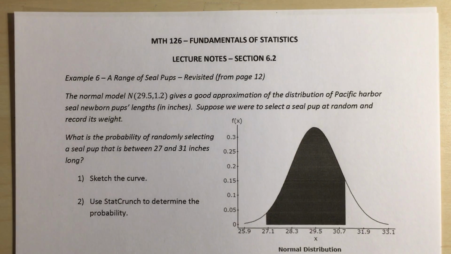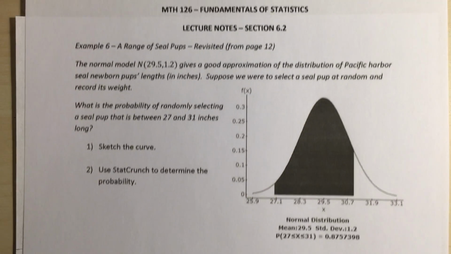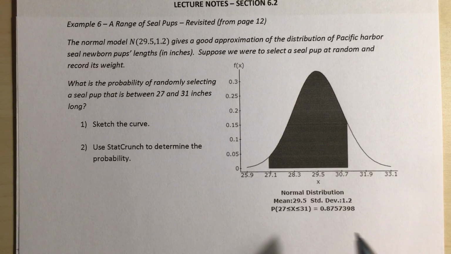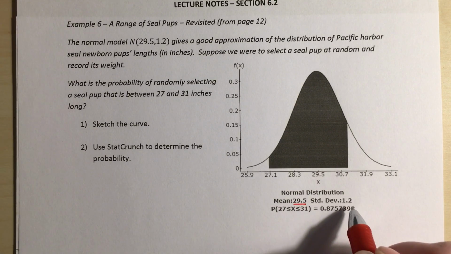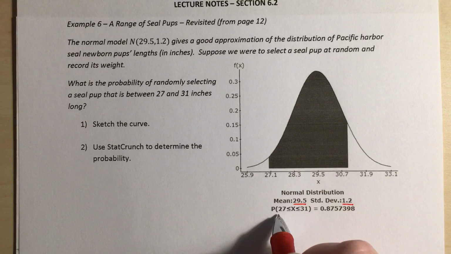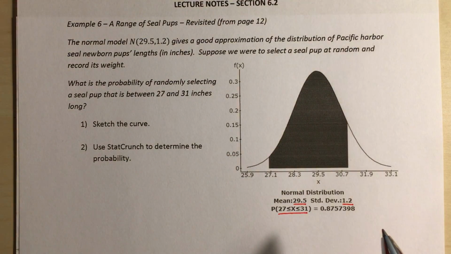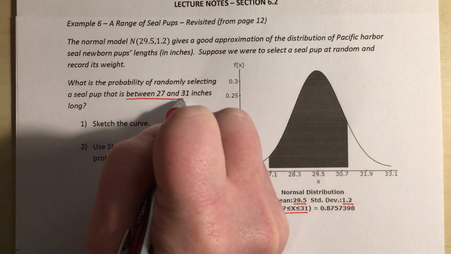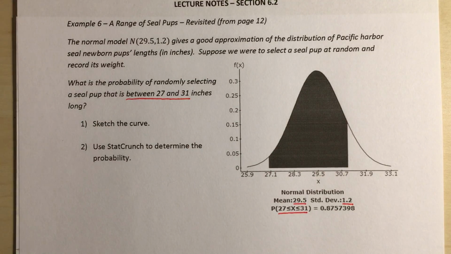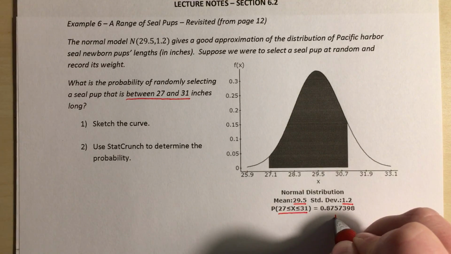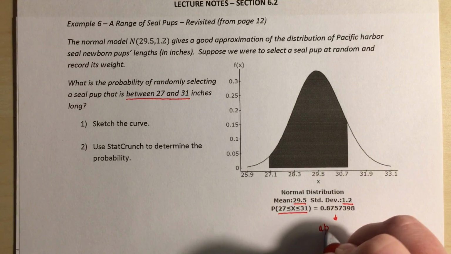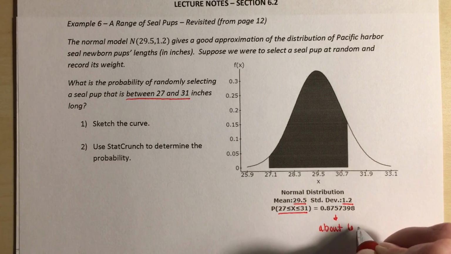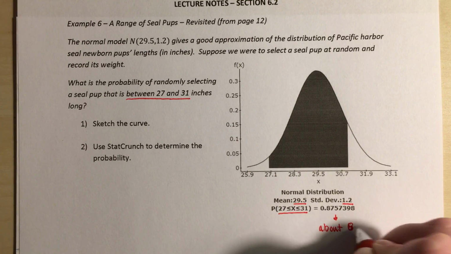In example 6, we were still looking at our seal pup lengths, and what we were doing for those is we were looking for between. So notice that down here, same thing, we have to put in our mean and our standard deviation, and we have to make sure we select between in the menu at the top, so that we can put both of those values in, because we're looking for between 27 and 31. Notice that this gives us our same answer that we saw in example 6, about 88%.